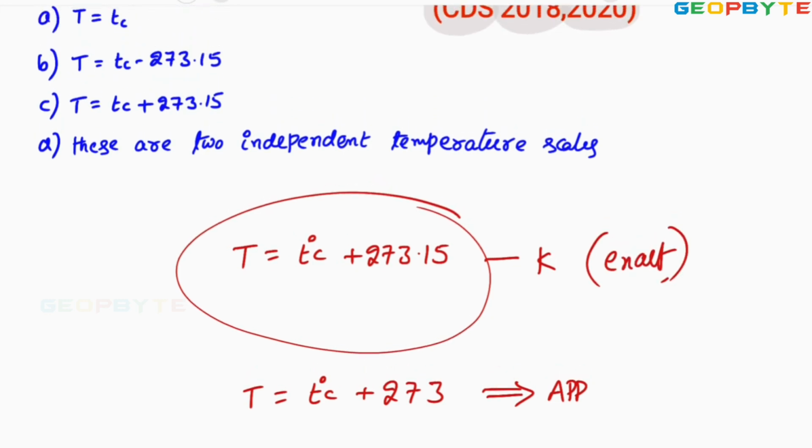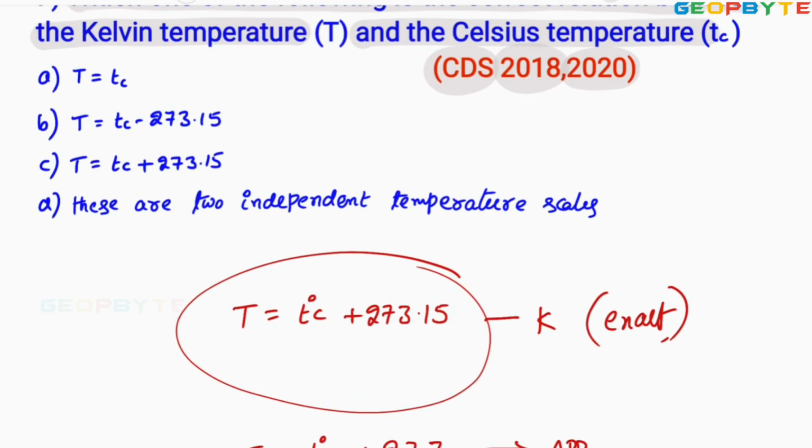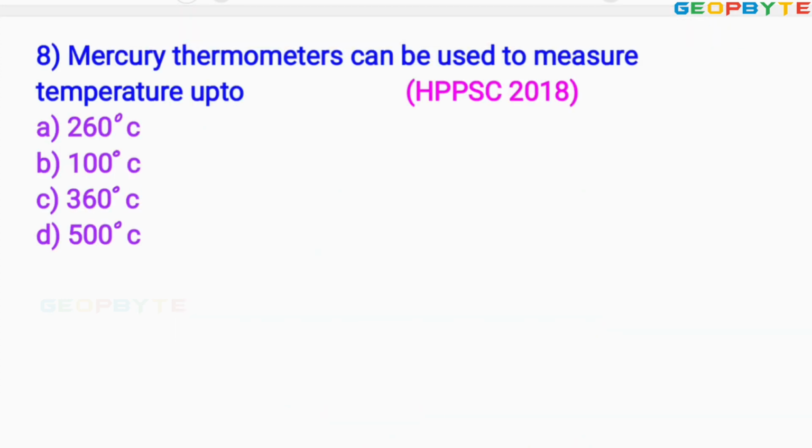So look at the options. Look at option C. The absolute temperature capital T equals thermometer reading in degree centigrade plus 273.15. Therefore, option C is absolutely correct. I hope you got my point. Let us take the next problem. Look at the eighth problem. It was asked in 2018 for HPPSC.